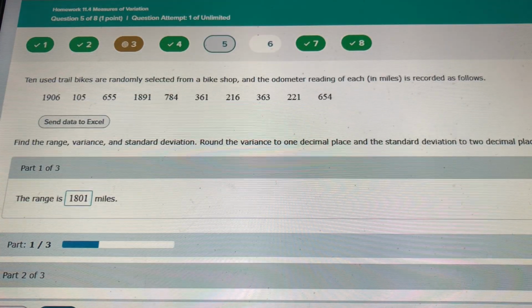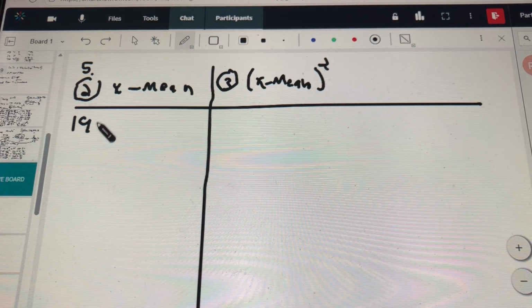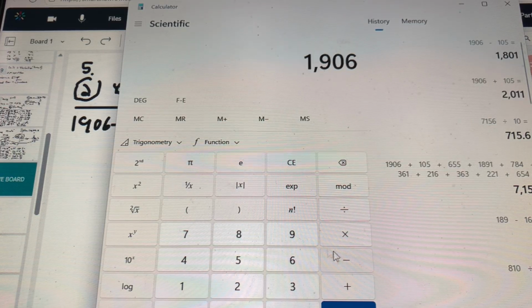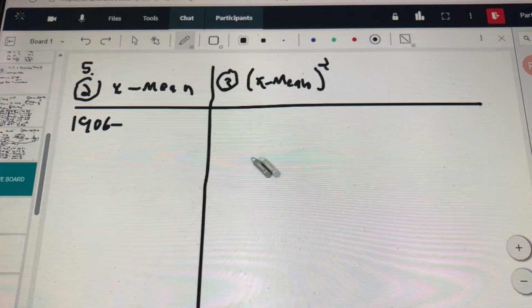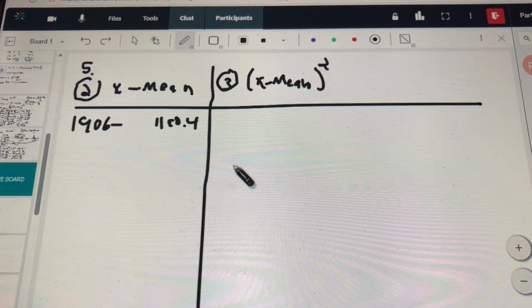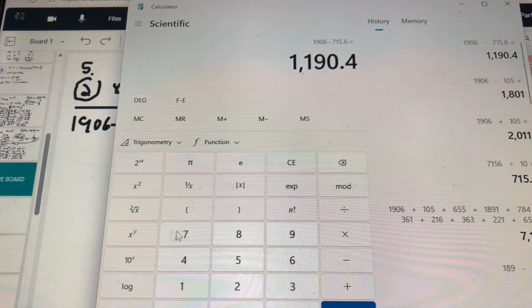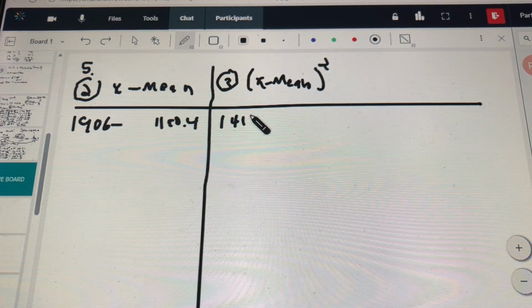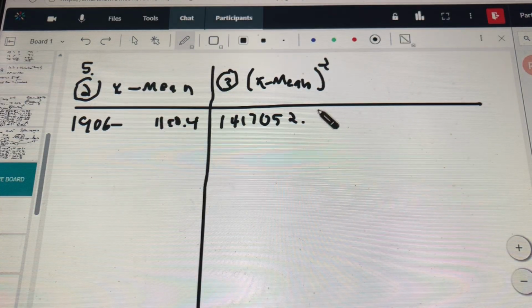So the first number is 1906. 1906 minus, memory recall, the 715.6 is 1190.4. Square that. 1417052.16. It's in the millions actually.